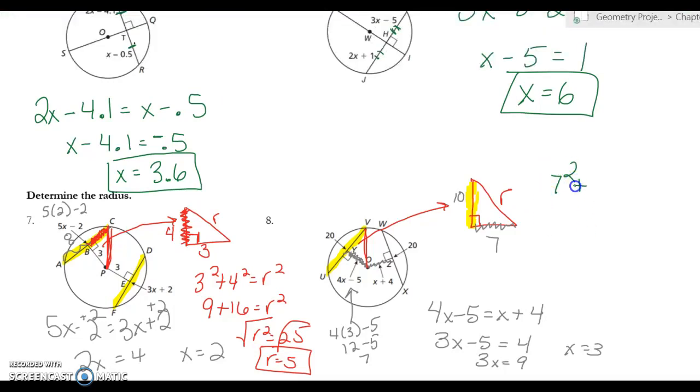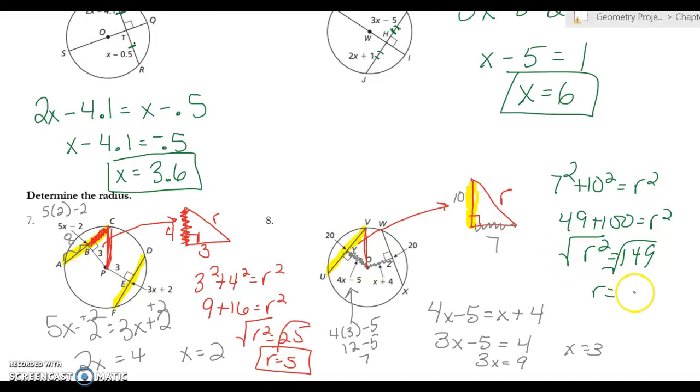So 7 squared plus 10 squared is equal to r squared. So 49 plus 100 is r squared. And so r squared is 149, so I take the square root. And so that should be 12 point something. Let's just double check. It's 12 point maybe 2. I'm just guessing. Oh, clear it out. Square root of 149, 12.2.